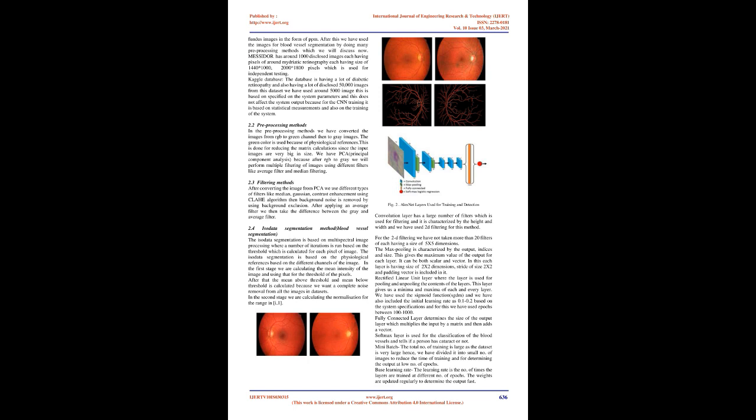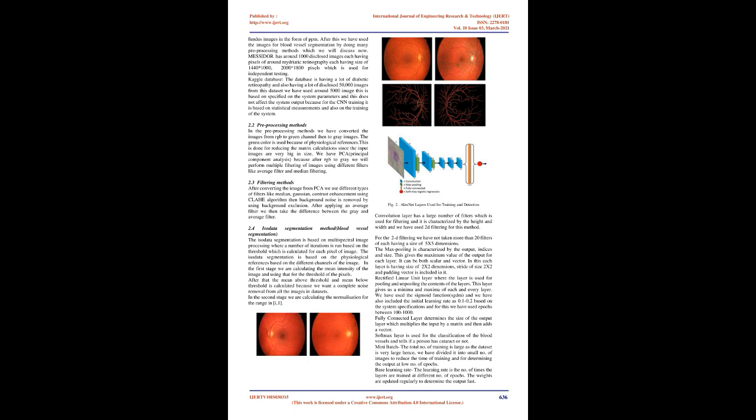2. Methods and system design. Database information. In the following paper we have taken datasets from Messidor, Kaggle, and Cataract. In this we have taken the fundus images in the form of ppm. After this we have used the images for blood vessel segmentation by doing many pre-processing methods which we will discuss now. Messidor has around 1000 disclosed images, each having pixels of around mydriatic retinography, each having a size of 1440 by 960 or 2240 by 1488 pixels, which is used for independent testing.